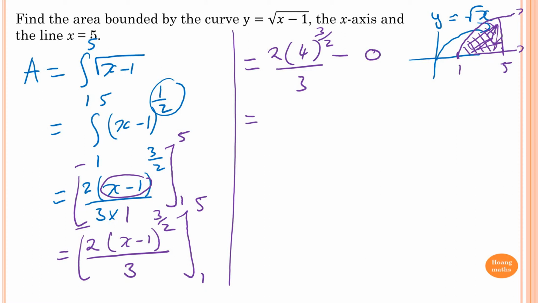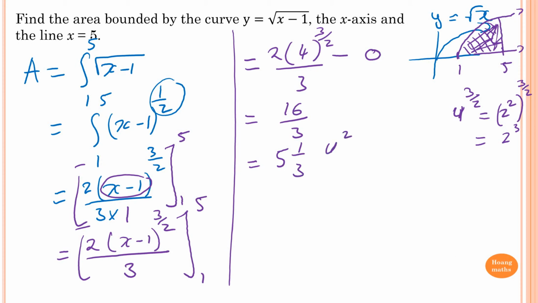And that gives me, now remember, 4 to the power 3 over 2, 4 is 2 squared. And then what happens is 3 over 2, you times together, gives me 2 to the power 3, which is 8. Otherwise, just use a calculator. So it gives me 8 times 2, which is 16 over 3. So which gives me 5 and 1/3 square units. I just put u squared.